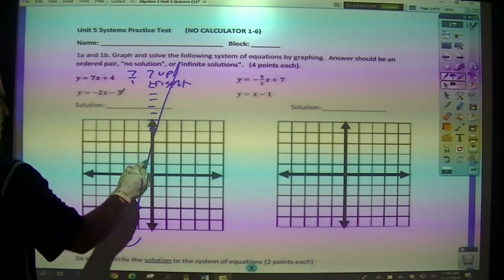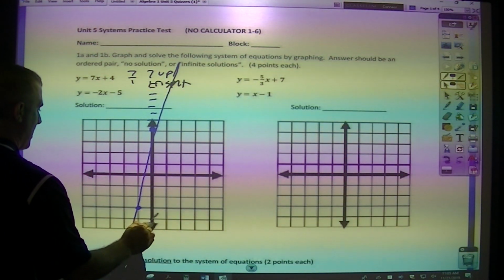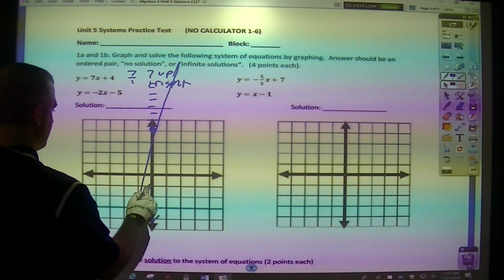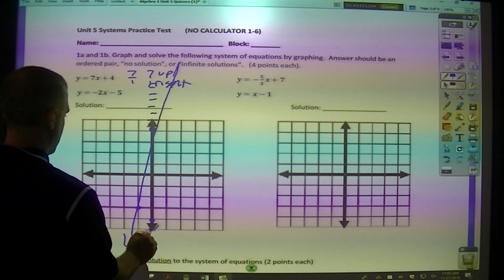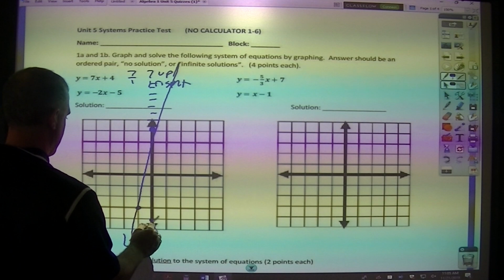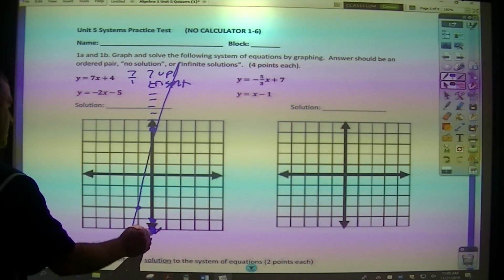Then this one, I'd start at 1, 2, 3, 4, 5. Sorry, not that way. Right here. Let's start at this point.